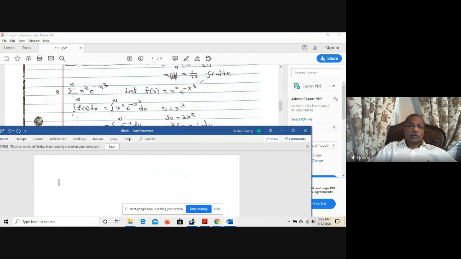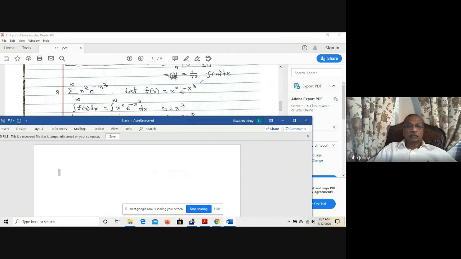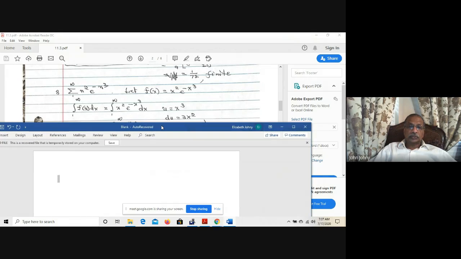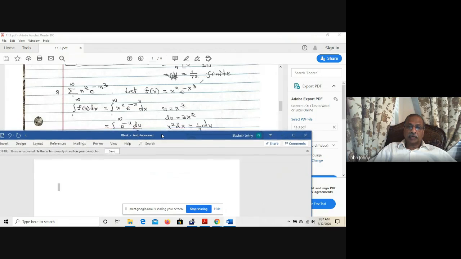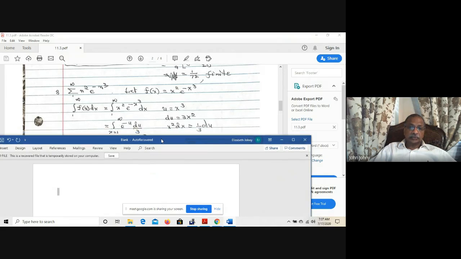So the integral from 1 to infinity of f(x) dx is equal to the integral from 1 to infinity of x squared times e to the negative x cubed dx. You substitute u is equal to x cubed. So du is equal to 3x squared dx; du over dx is 3x squared. So x squared dx is equal to 1/3 du.